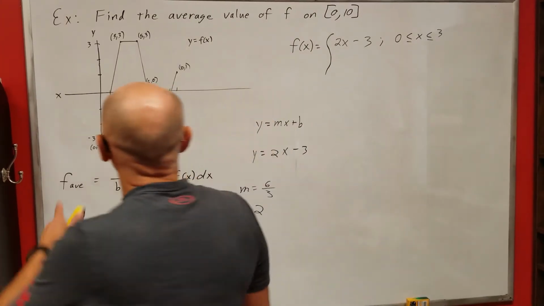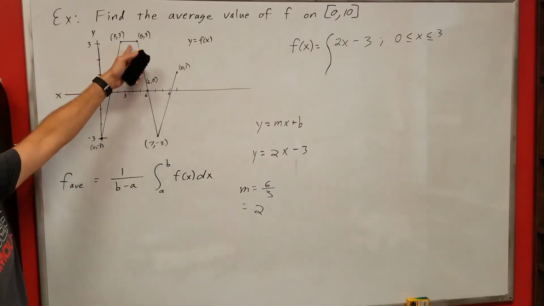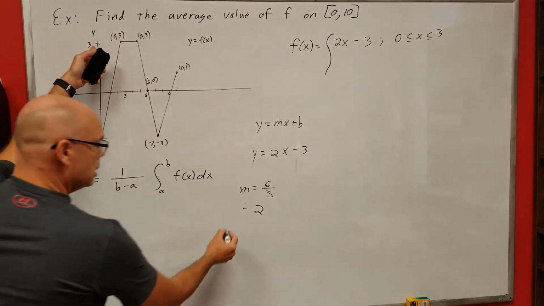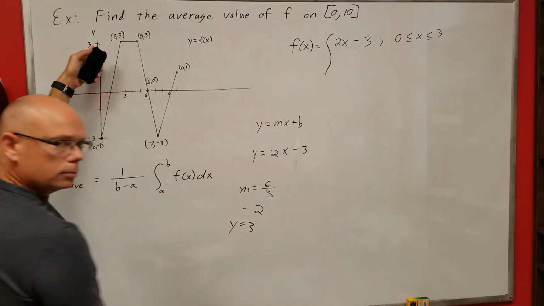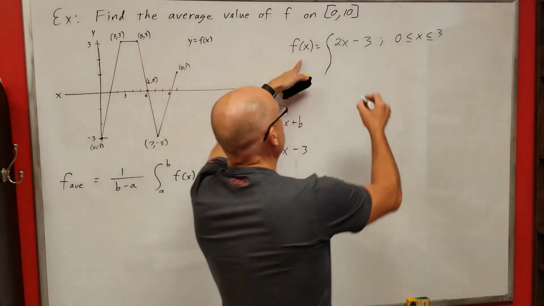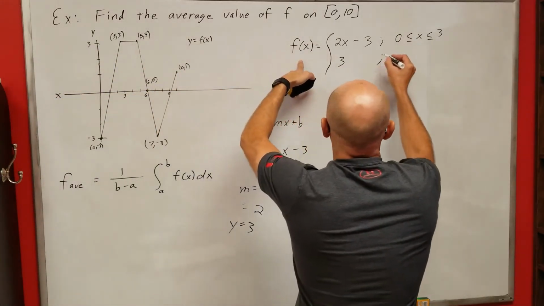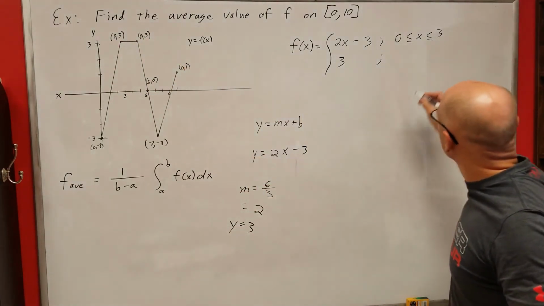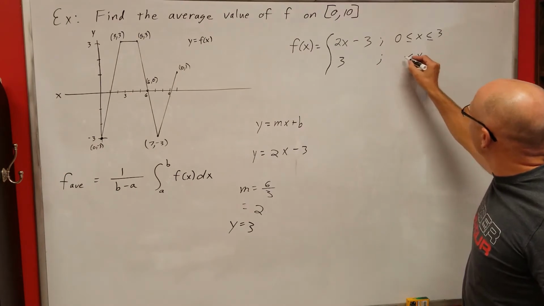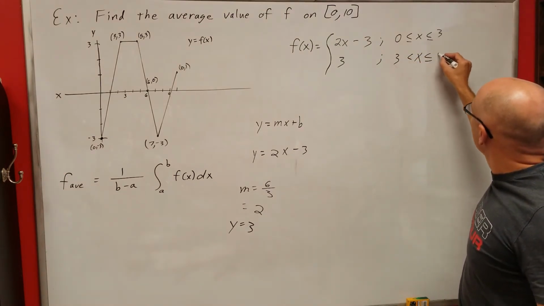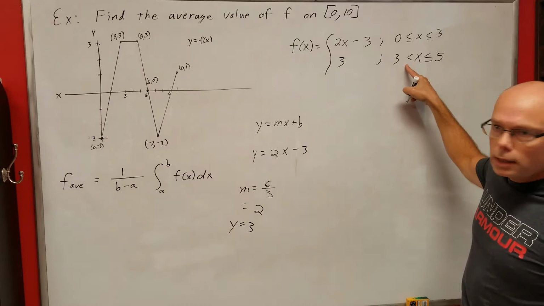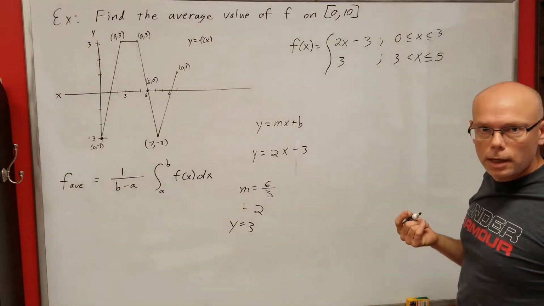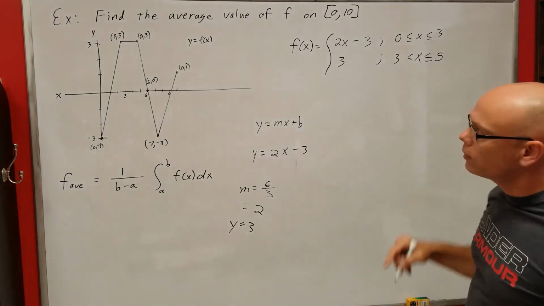How about my next piece? That's going to be a horizontal line at a y value of 3. So isn't the equation y equals 3? So f of x will be equal to 3. And where does that happen? Between x values of 3 and 5, right? So I'm going to say between x values of 3 and 5. Now I'm not going to include an equal sign on the 3 because we have an equal to 3 and we used that piece there, okay? But I am going to include equal to 5 here.